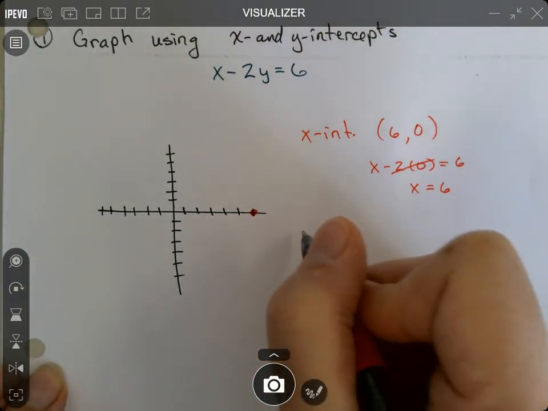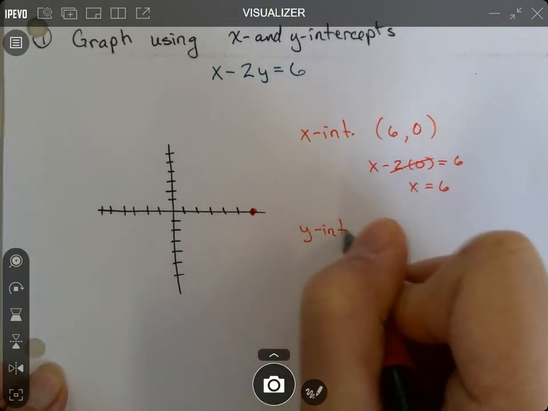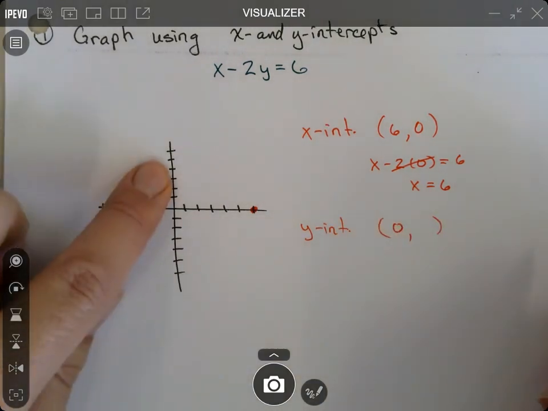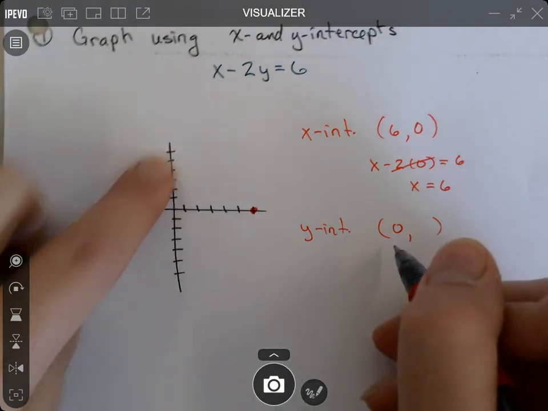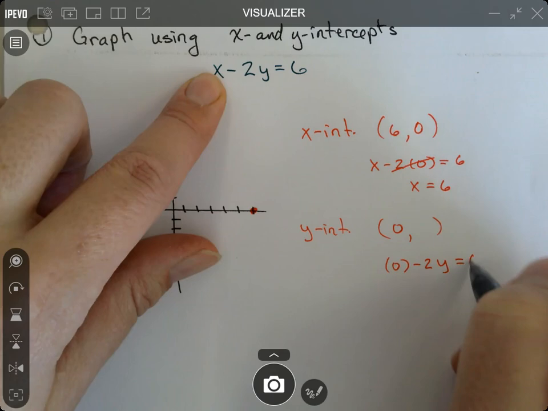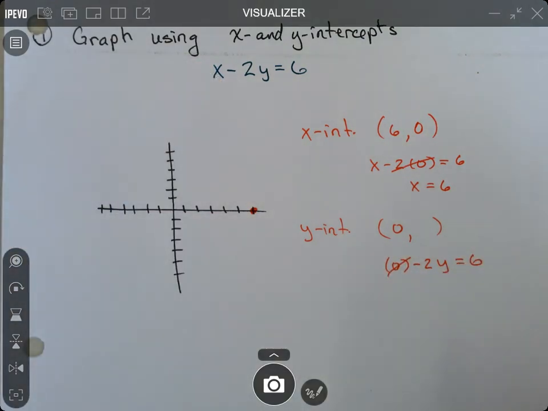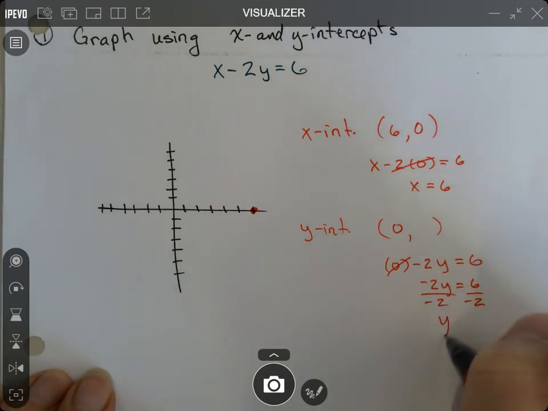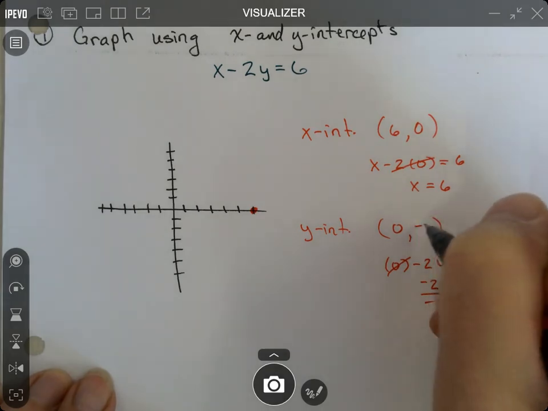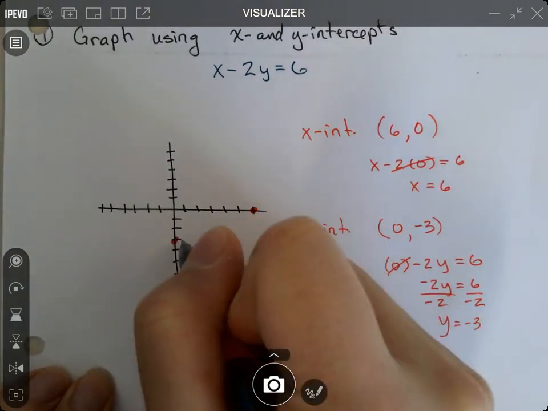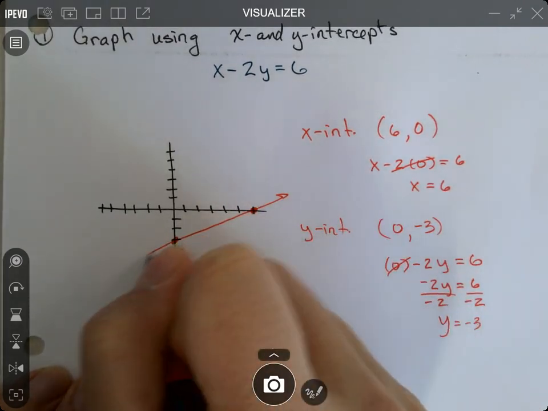All right, now find me the y-intercept. What do you know? It's on the y-axis and the x value is 0. Take your 0 and plug it in. The whole purpose of using these is it's quick because the 0 cancels it out. We're left with negative 2y equals 6. Divide, and what's y equal? Negative 3. All right, so graph that at (0, negative 3), and then sketch in your line.